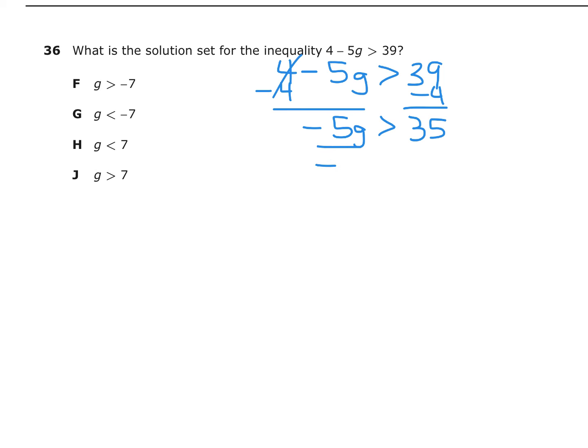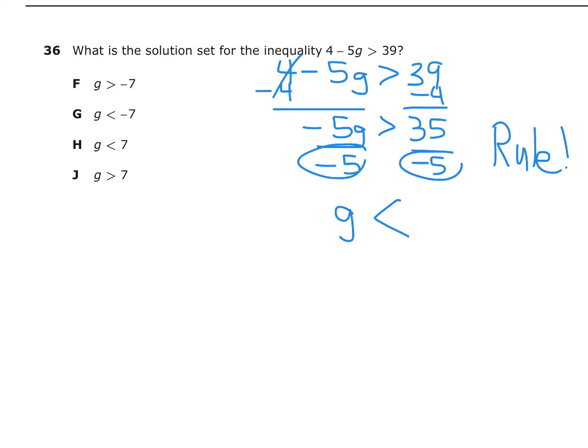What happens when you divide by a negative number for an inequality? There's a rule here that is very important. What is that rule? Whenever you multiply or divide by a negative number, the rule says that the inequality reverses, so greater than becomes less than. So now you're going to have g is now less than 35 divided by negative 5, which is negative 7. Now if you had g is greater than, this would be incorrect.